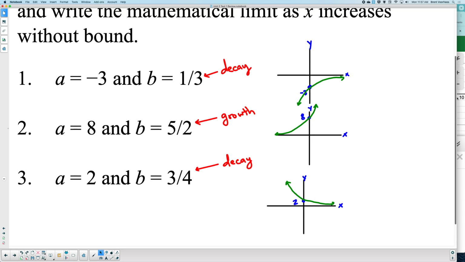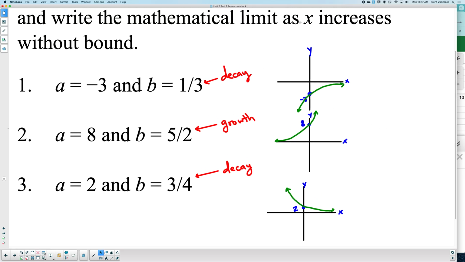To finish this off, it says write a mathematical limit as x increases without bound. Someone give me as a symbol, what does it mean for x to increase without bound? X going to infinity. So in all these, we're going to talk about what happens as x goes to infinity. For this first one, I'm going to call this one f of x. We'll call the next one G and the next one H.